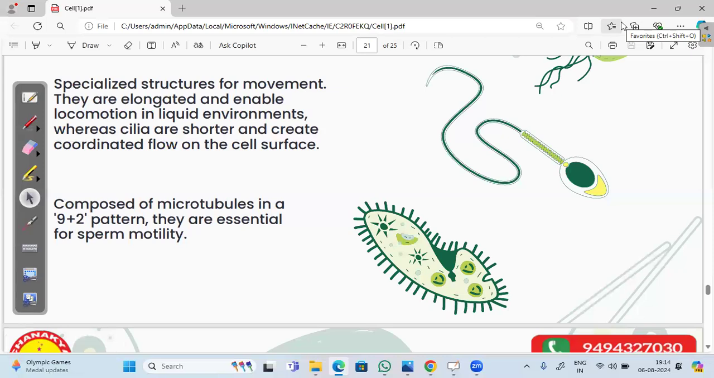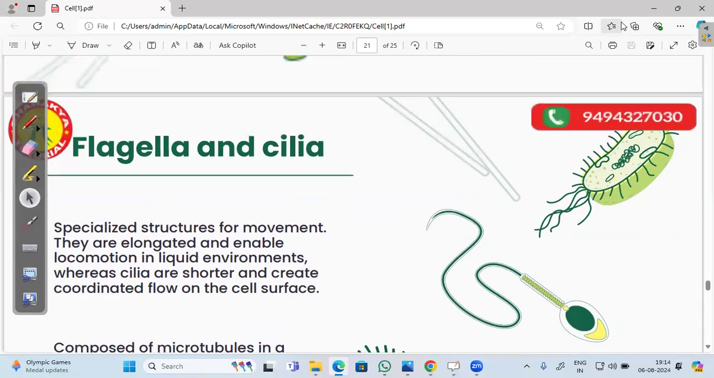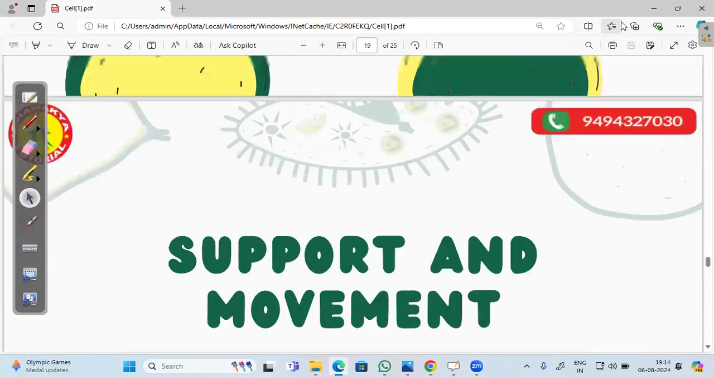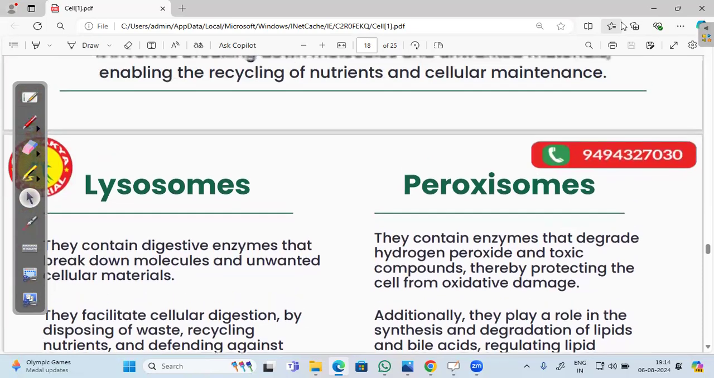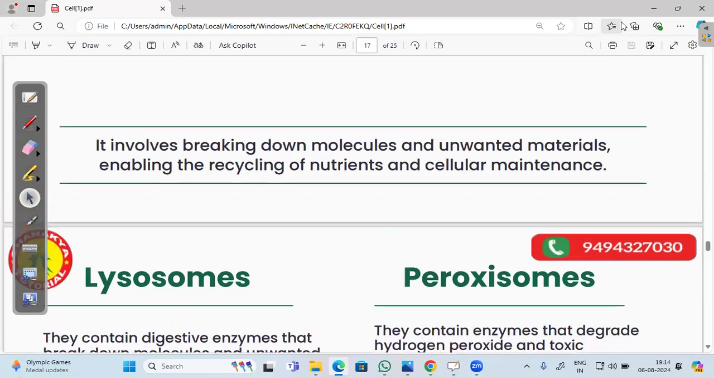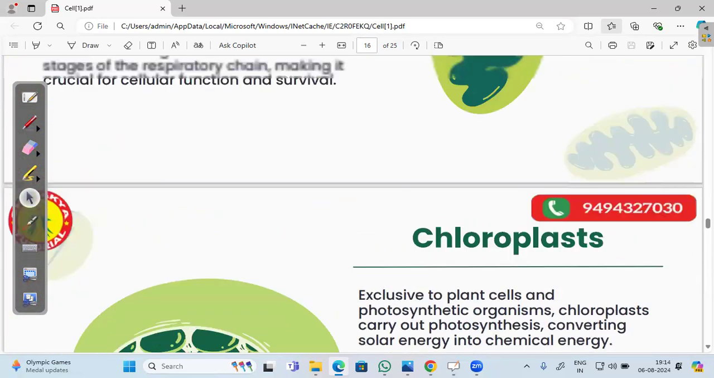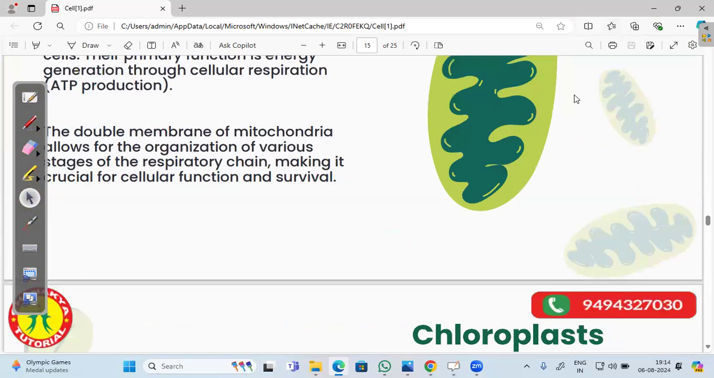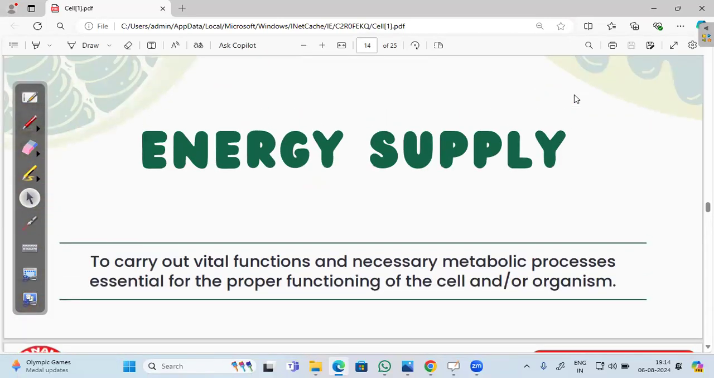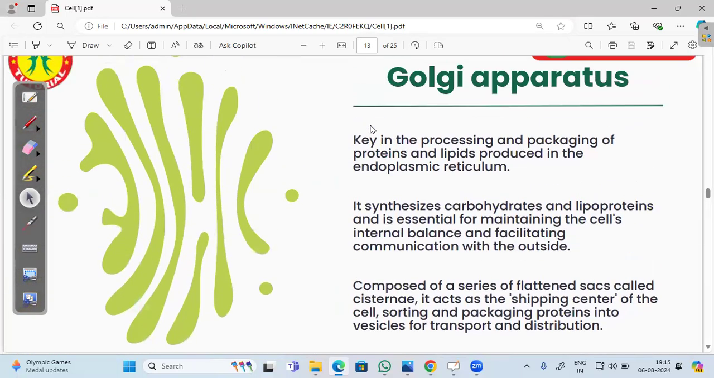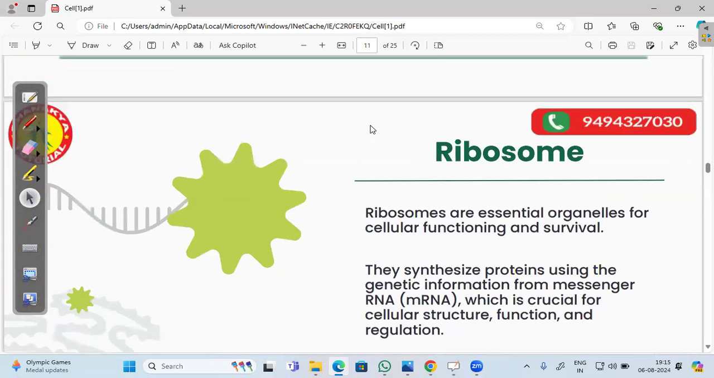Okay, students, so what about the ribosomes? Let's continue with the ribosomes. So what are the ribosomes known as? Can anyone tell what is the function of the ribosomes? They manufacture proteins. They help in the manufacturing of proteins. Ribosomes are the protein factories. They are also known as protein factories.